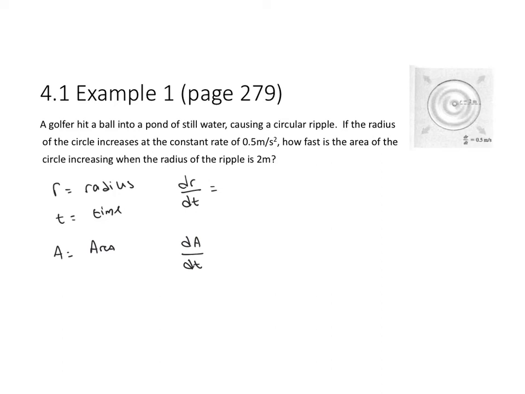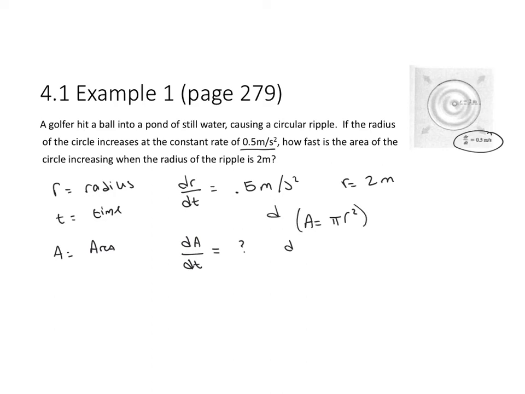So in this problem, dr/dt, they've given us here 0.5 meters per second squared. They're asking us for how fast the area is changing, and they're telling us that the radius is 2 meters. So we're going to start with the area formula for a circle, which is pi r squared. Let's differentiate both sides with respect to time.